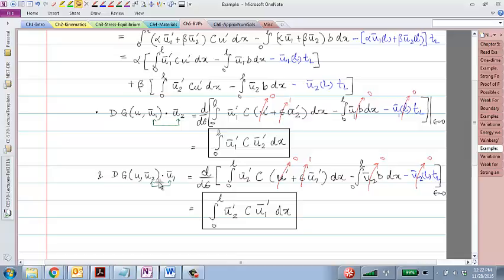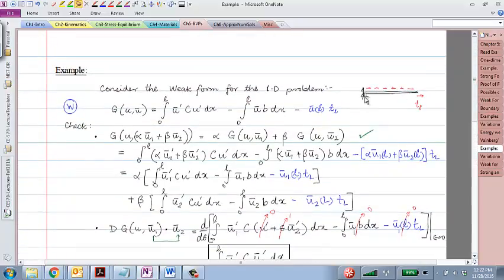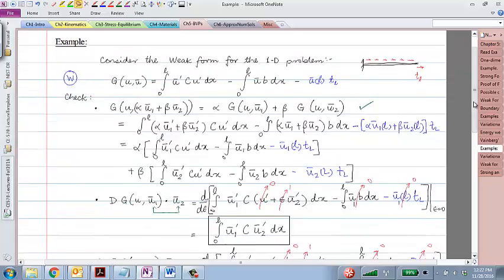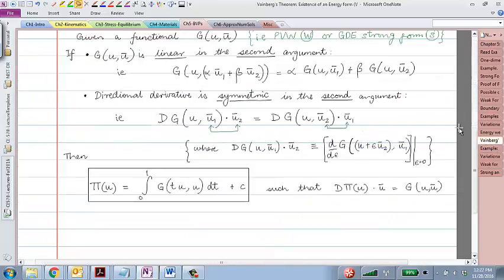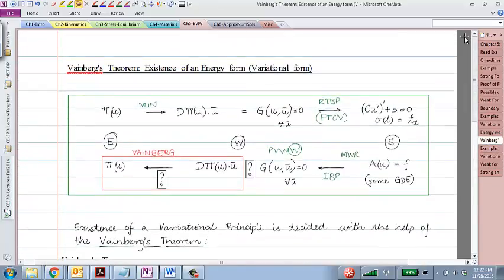This means that some energy functional pi exists for this problem, which was not a surprise because we already did that before we began this lecture. But what this also means is that, looking at this big picture, we can go from this g functional out to find this pi function, this energy functional.